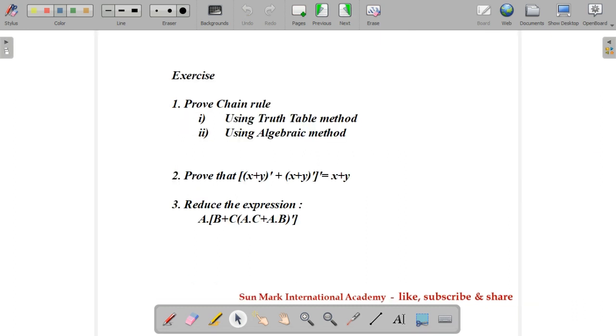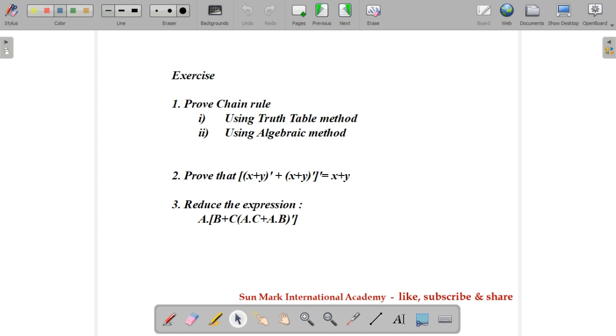Next are some exercises. You should write in your notebook: prove chain rule. Chain rule, what is chain rule? That we discussed in the previous video. Just using truth table method and algebraic method, you should prove chain rule.